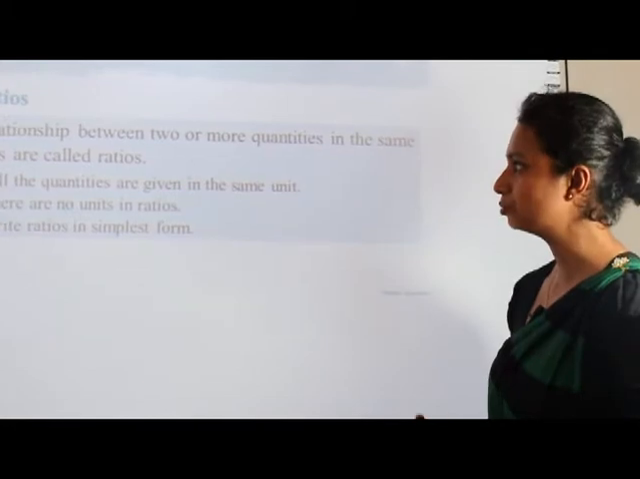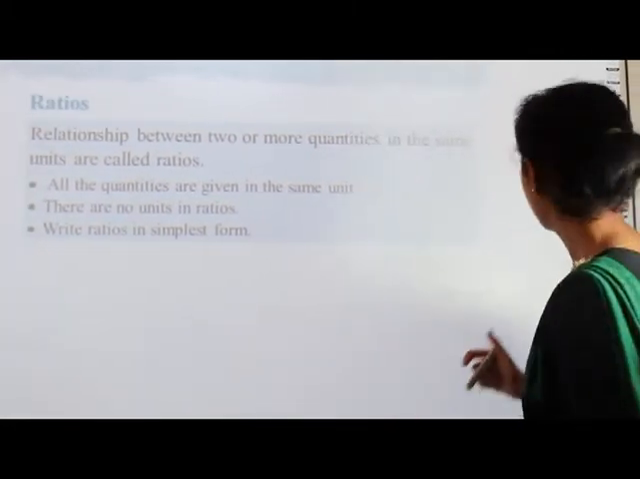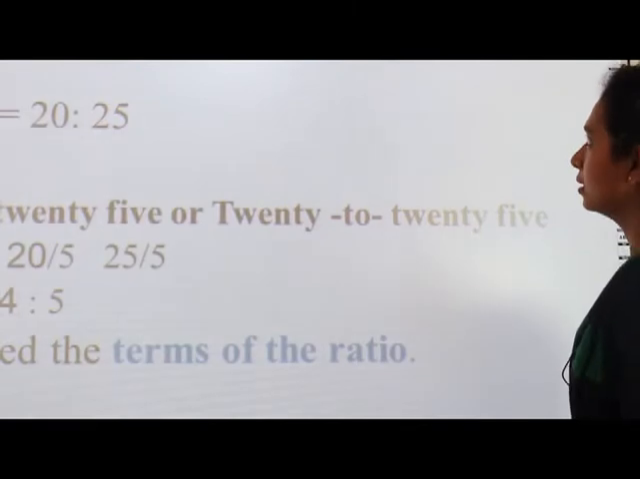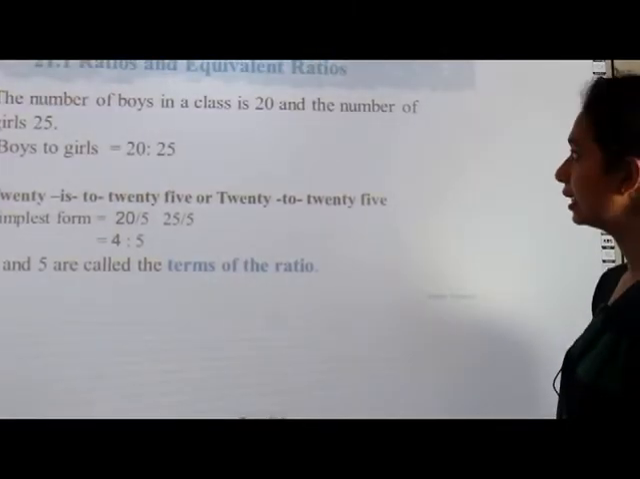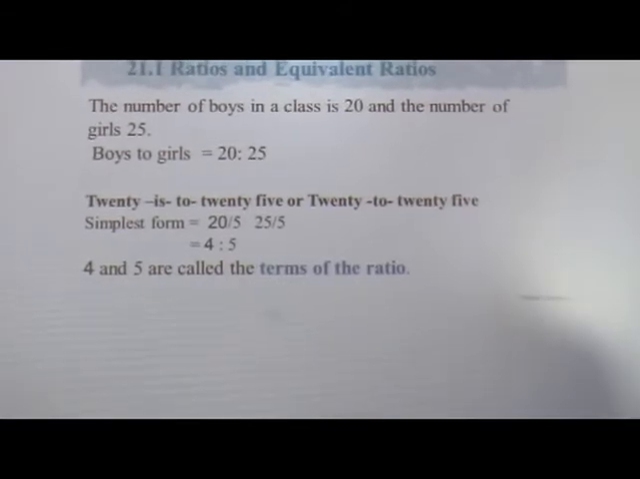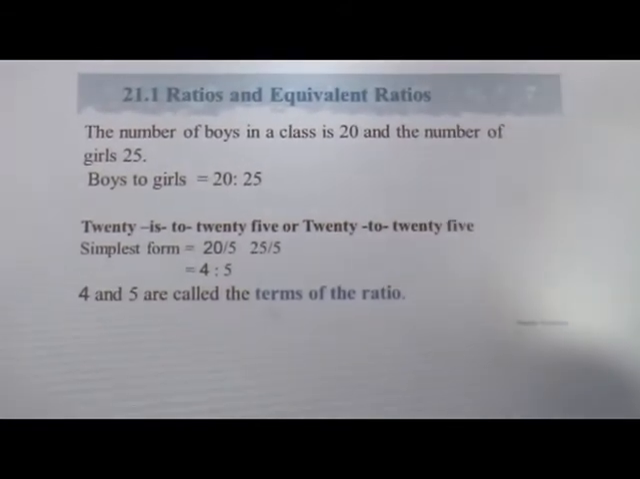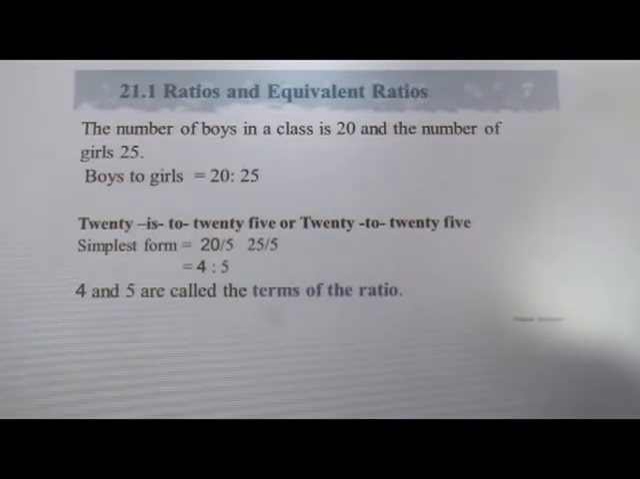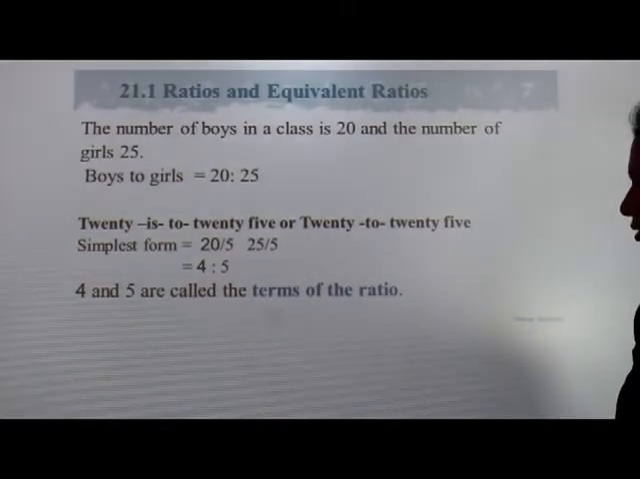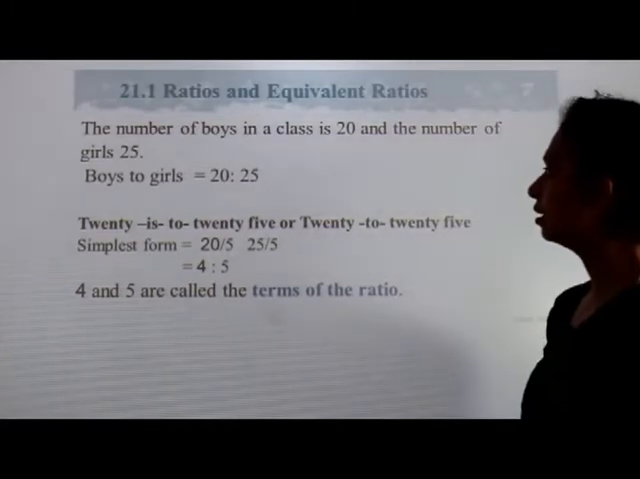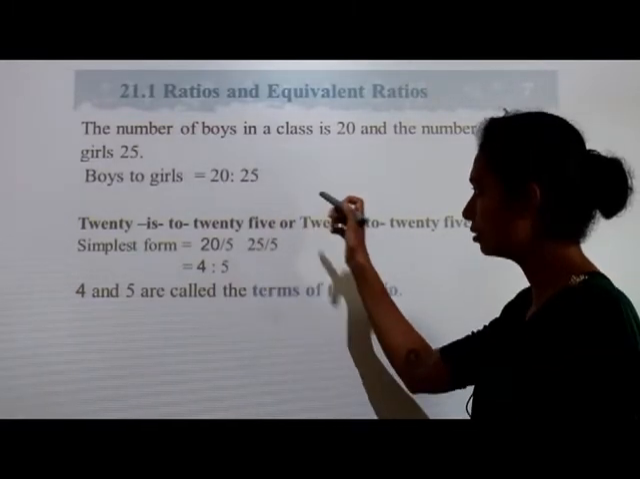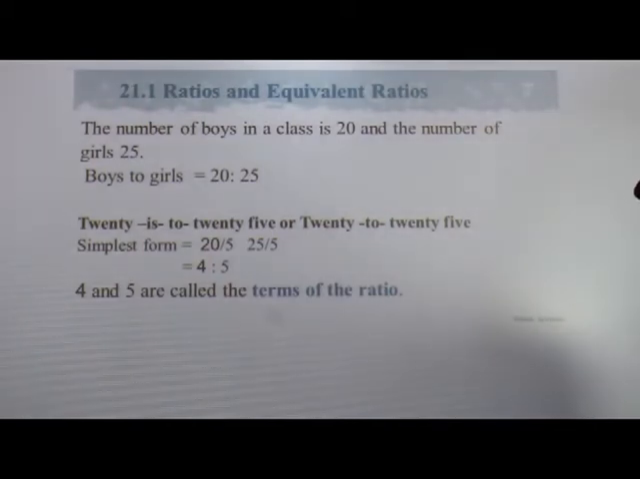So, I would like to move to the next part. Ratios and equivalent ratios. Imagine I have given an example. The number of boys in a class is 20 and the number of girls in that class is 25. So we can write the ratio boys to girls. Then we can write the numbers 20 to 25. We can pronounce that as 20 is to 25 or 20 to 25.